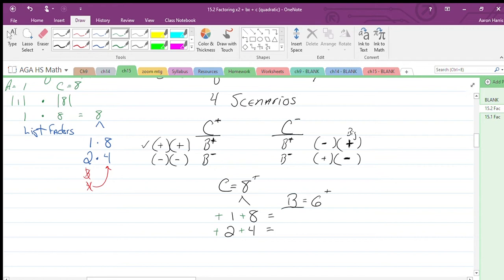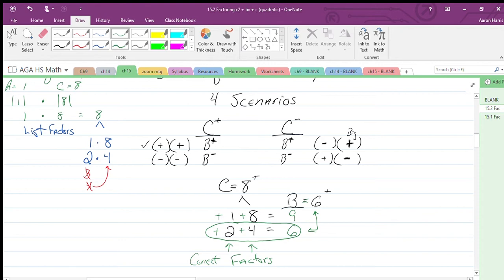And now all I do is add them up. 1 plus 8 is equal to what? 9. 2 plus 4 is equal to what? 6. Does 9 equal 6? No. Does 6 equal 6? Yes. So these two match. So I know that 2 and 4 are going to be my factors that I use. All right? So they're the correct factors.